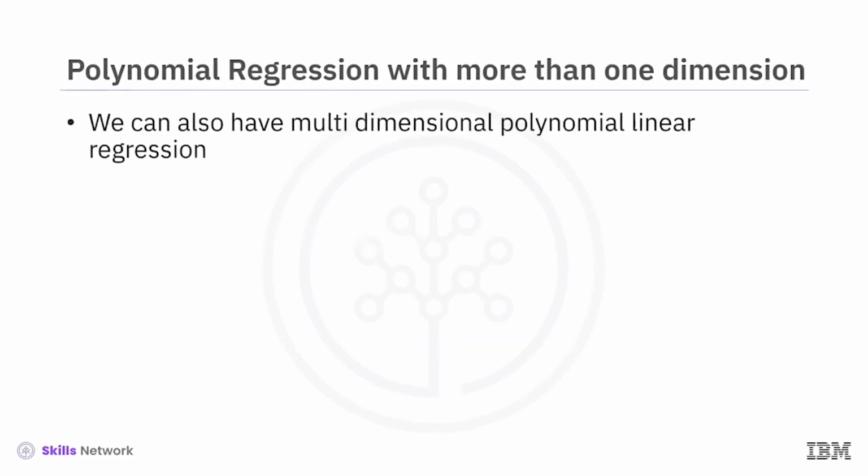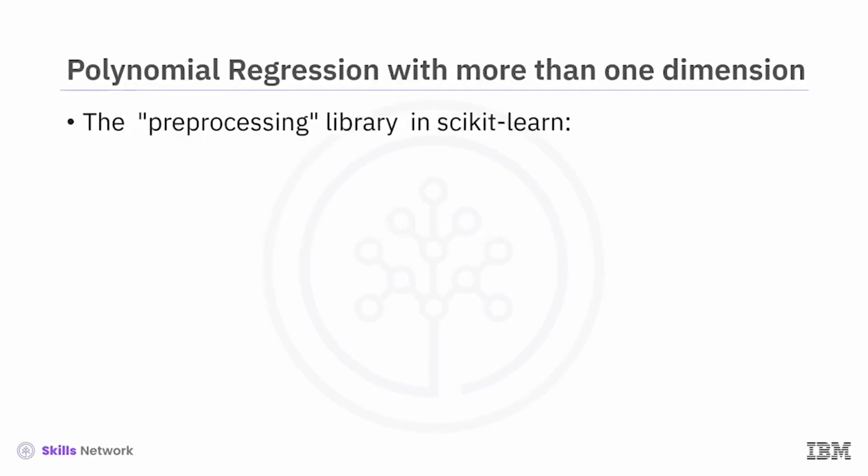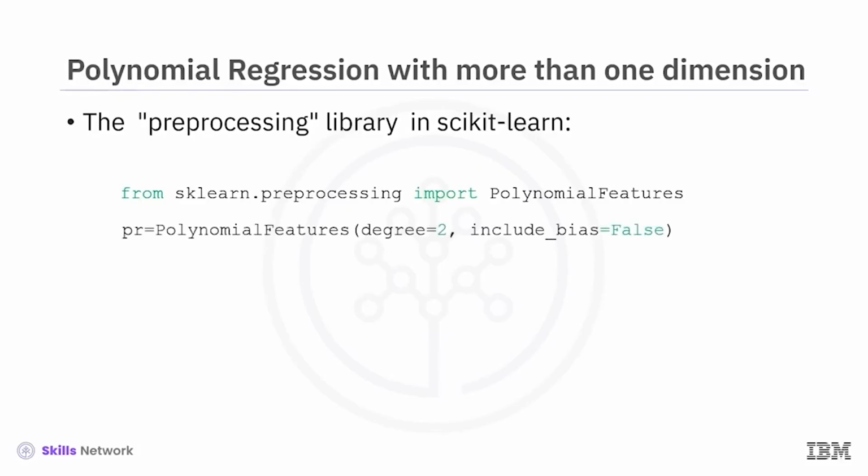We can also have multidimensional polynomial linear regression. The expression can get complicated. Here are just some of the terms for a two-dimensional second-order polynomial. NumPy's polyfit function cannot perform this type of regression. We use the Preprocessing library in Scikit-learn to create a polynomial feature object. The constructor takes the degree of the polynomial as a parameter. Then we transform the features into a polynomial feature with the fit_transform method.